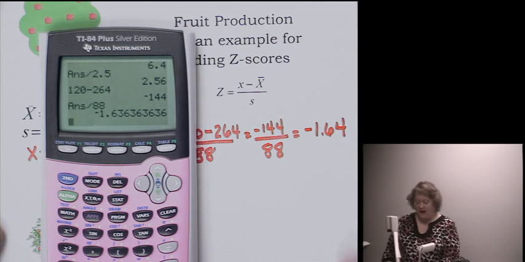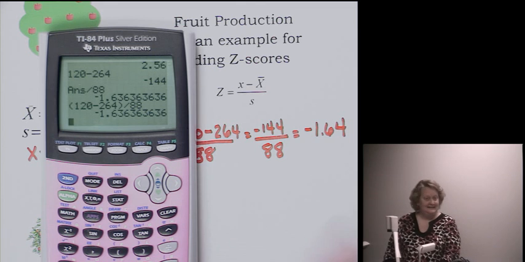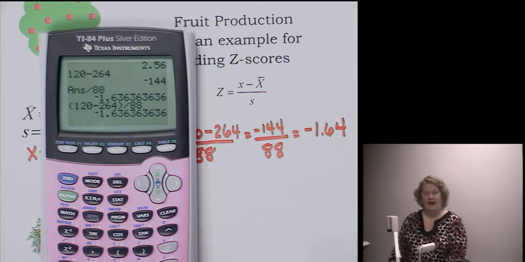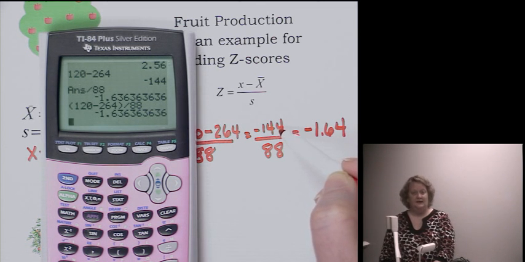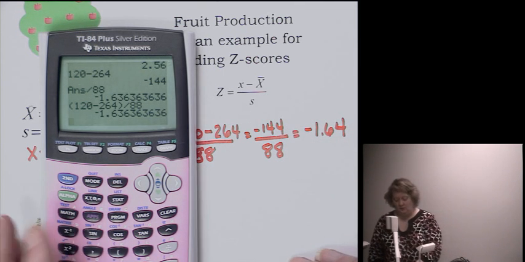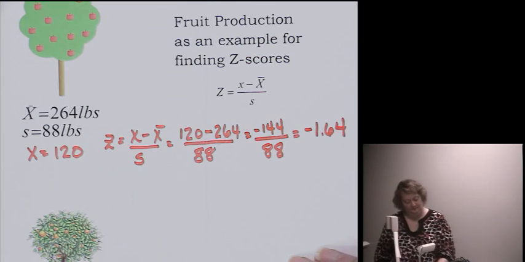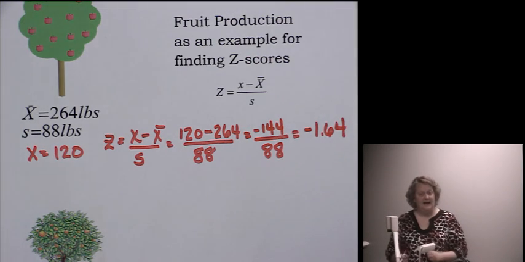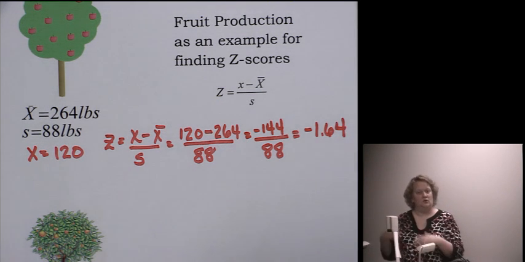If we wanted to do this all in one step, you will need to put parentheses around that top before you hit the divide, and then you could do it all in one step. I tend to do mine in 2 steps because that way I can write down that intermediate value before I do the division. But whichever way you wish to do it, or your teacher shows you how to do it. Okay, that gives me my z-score for my apples, which is 1.64 z-scores, or standard deviations, below the mean.